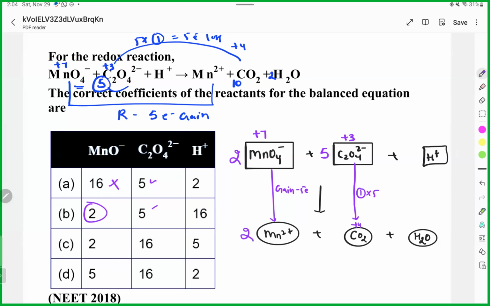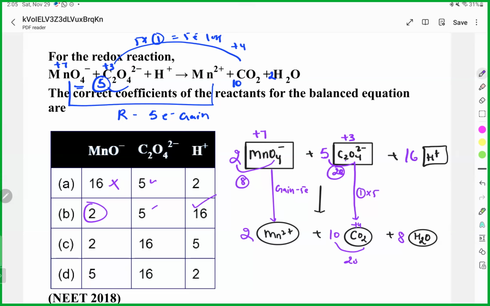Number of carbon, 5 to the 10. Balance carbon. Now check oxygen. On the right hand side, we have 10 to the 20 oxygen. Here we can balance later. Left hand side, 8 and 20, total 28. On the right, 20. Can we say it will be 8? Oxygen balance, guys. Why? 8 to the 16.